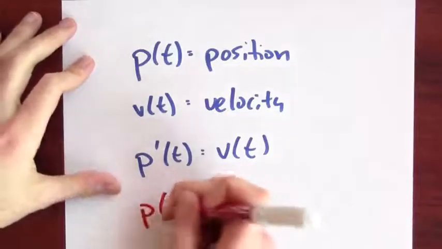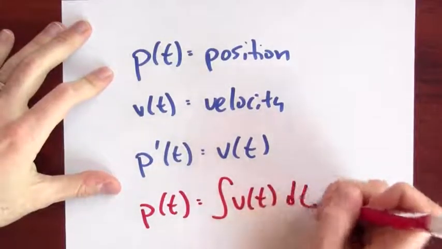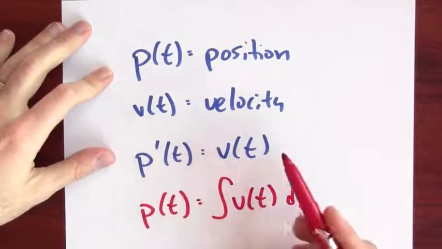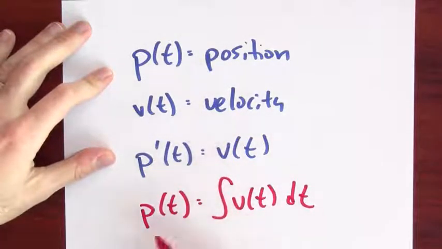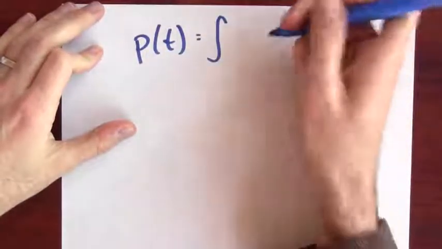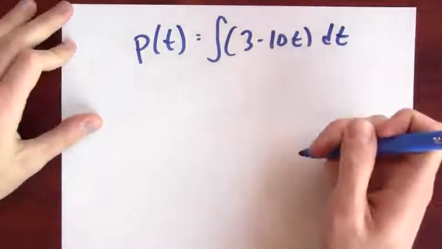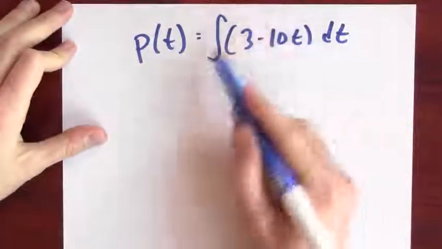So I've written that as a derivative statement, but I could also write it as an antiderivative statement. I can write that p of t is an antiderivative of v of t. Because p differentiates to v, the antiderivative of v is p. Now I want to use the fact that my velocity at time t is 3 minus 10t. That means in our specific case that my position is the antiderivative of velocity, and velocity is 3 minus 10t.